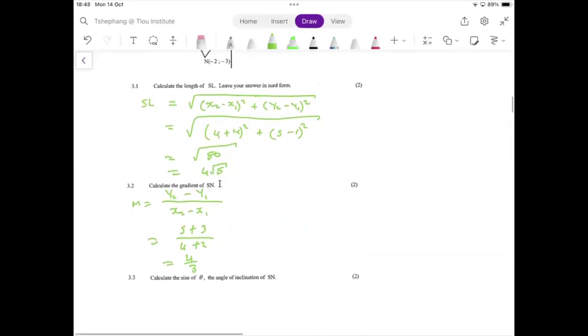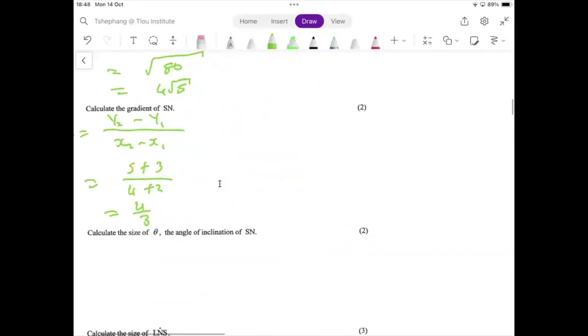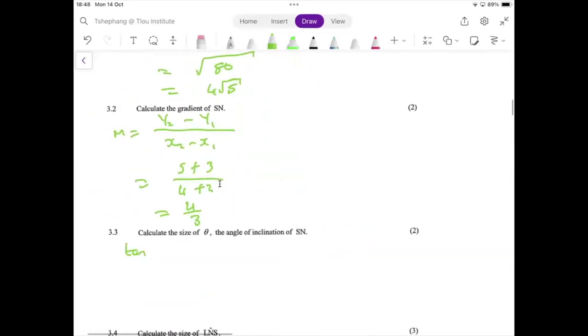Now calculate the size of theta, the angle of inclination. That's quite easy. We can use tan theta is equal to m, meaning that theta is equal to shift tan of 4 over 3. Then theta will be equal to, just punch that into the calculator, you should be getting 53,13 degrees.